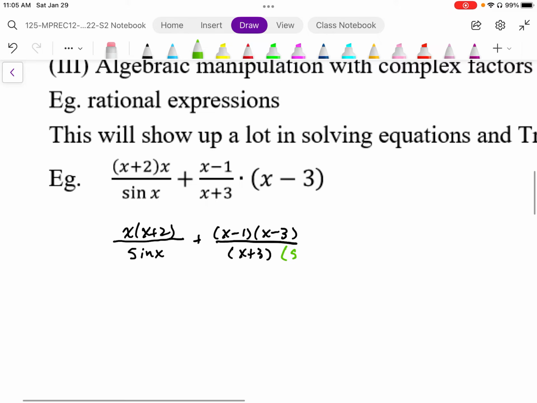To get a common denominator, I have to multiply this expression by sine x, top and bottom, to balance the fraction. I'd have to multiply this expression by x plus 3, and now we have a common denominator. Now, because we're adding, we're going to have to expand these brackets and then combine like terms. This gets really messy, but we would have to do that in order to be able to evaluate that numerator. But before we do that, we need to understand the factors involved and how to get common denominators.